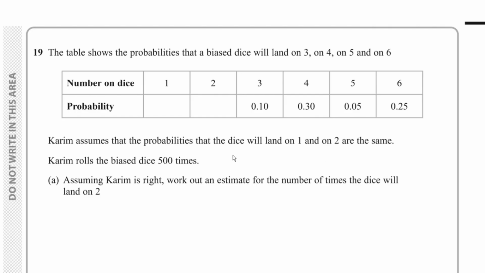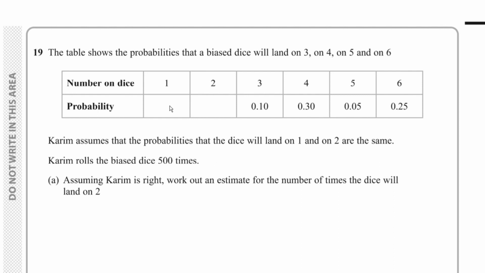Question number 19. The table shows the probabilities that a biased dice will land on 3, on 4, on 5, and on 6. Kareem assumes that the probabilities that the dice will land on 1 and on 2 are the same. Kareem rolls the biased dice 500 times. Assuming that Kareem is right, work out an estimate for the number of times the dice will land on 2.